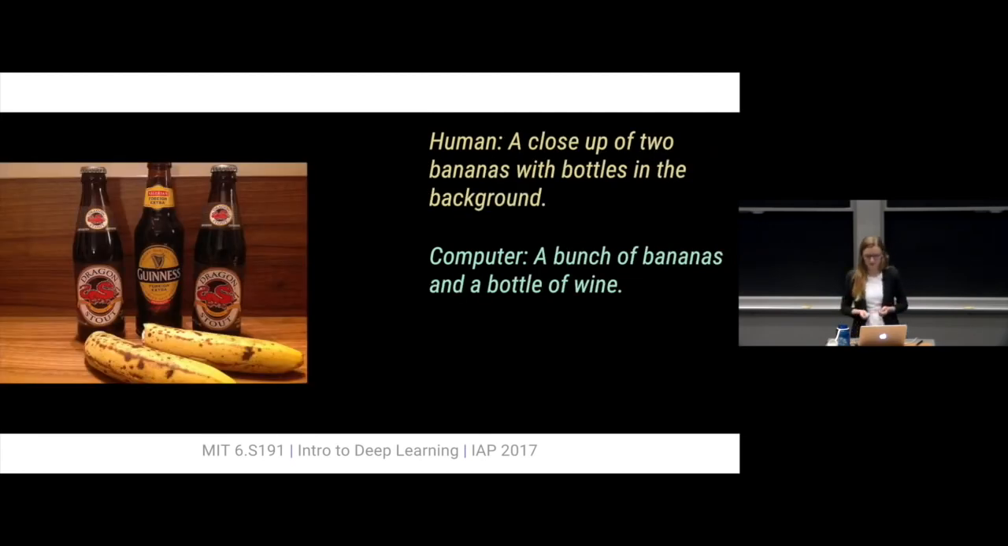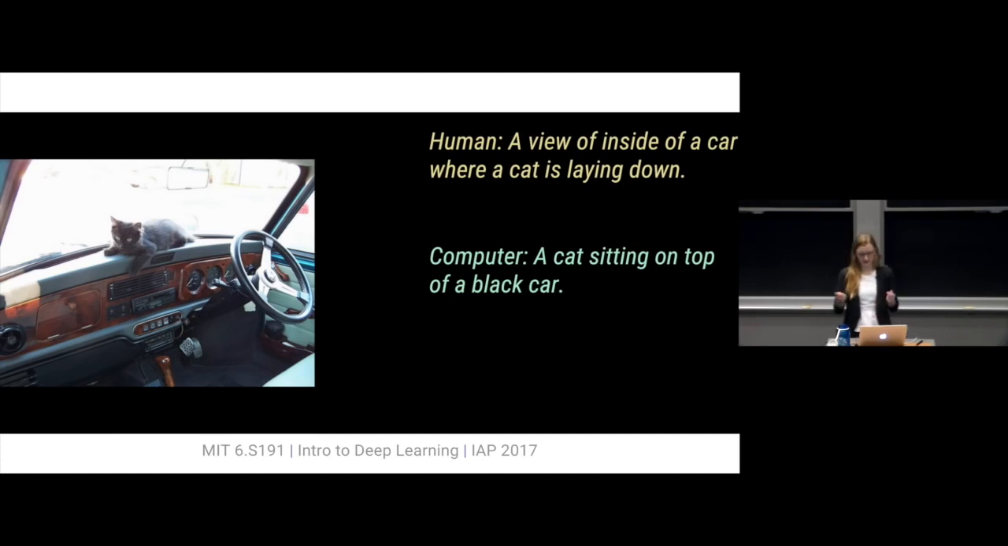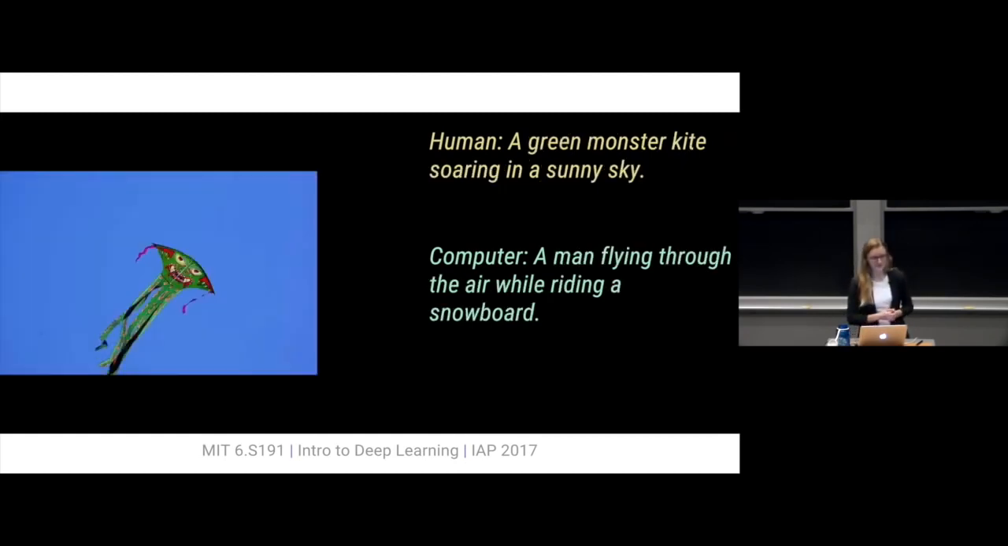Here's some other examples. They don't all work super well, so here you see it's a bottle of wine and not bottles of beer, I guess. Here you've got a cat in a car. Maybe the cat was supposed to be black, not the car, but you know, it's getting some idea of this image. Sometimes it doesn't work that well. So this image, the computer says, a man flying through the air while riding a snowboard. So you can see we've still got some improvement to make, but sometimes they make funny pictures with funny captions.